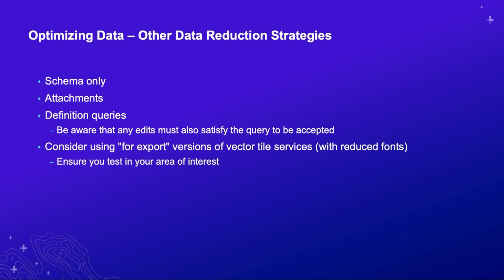Also consider the workflows of your user. For instance, if your users are only creating new content and they don't need existing content for context, you can simply download the schema. And once the schema is on the device, your user can create their new content and then upload it to the server when they're done. And that would greatly speed up the download aspect.